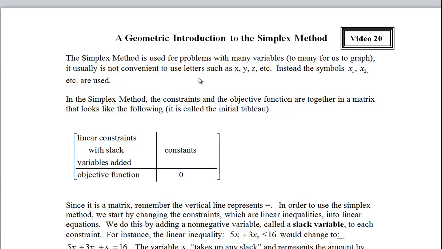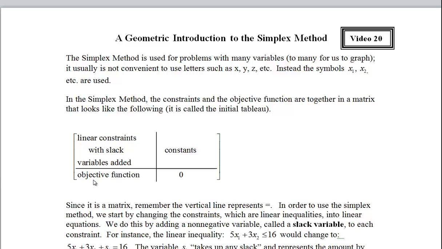In the simplex method, the constraints and the objective function are together in a matrix, and it looks like the following. This is called the initial tableau. Notice my lines here. With respect to my horizontal line, these are my linear constraints. Now it says with slack variables added. We'll check that out a little bit more here in just a bit. Remember, this vertical line means equals.